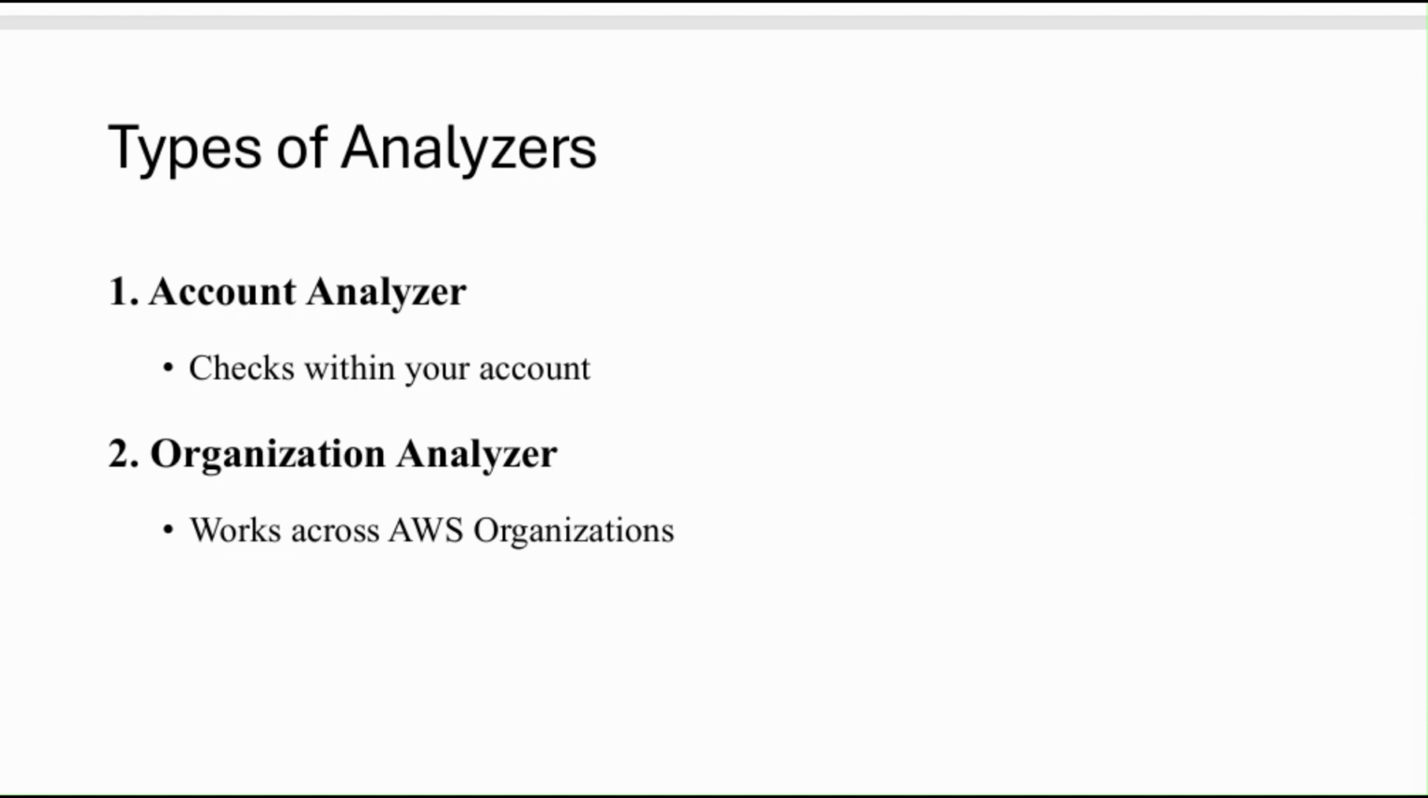The second type is organization analyzer. An organization analyzer is more powerful. It works across multiple AWS accounts if you use AWS Organizations. What is AWS Organizations? It is a service that lets you manage multiple AWS accounts from one place. If your company has 10 AWS accounts, instead of creating 10 separate analyzers, you can create one organization analyzer. It will check all 10 accounts at the same time.